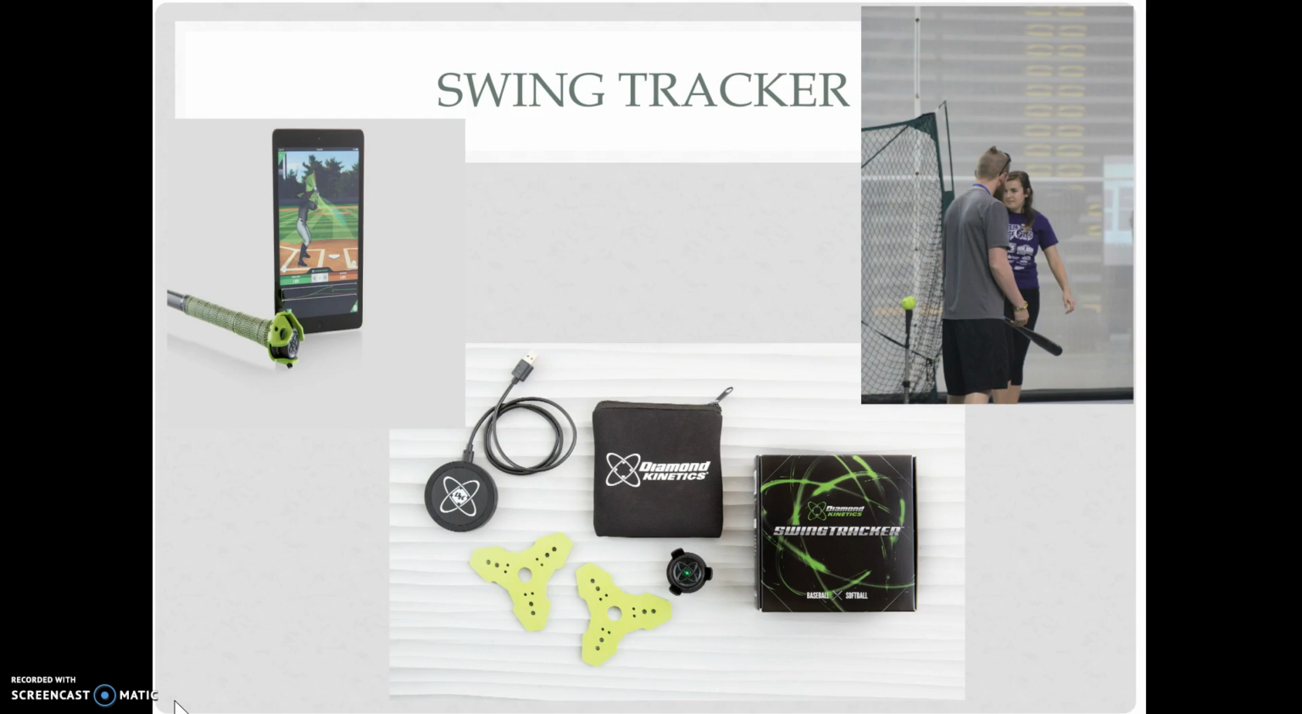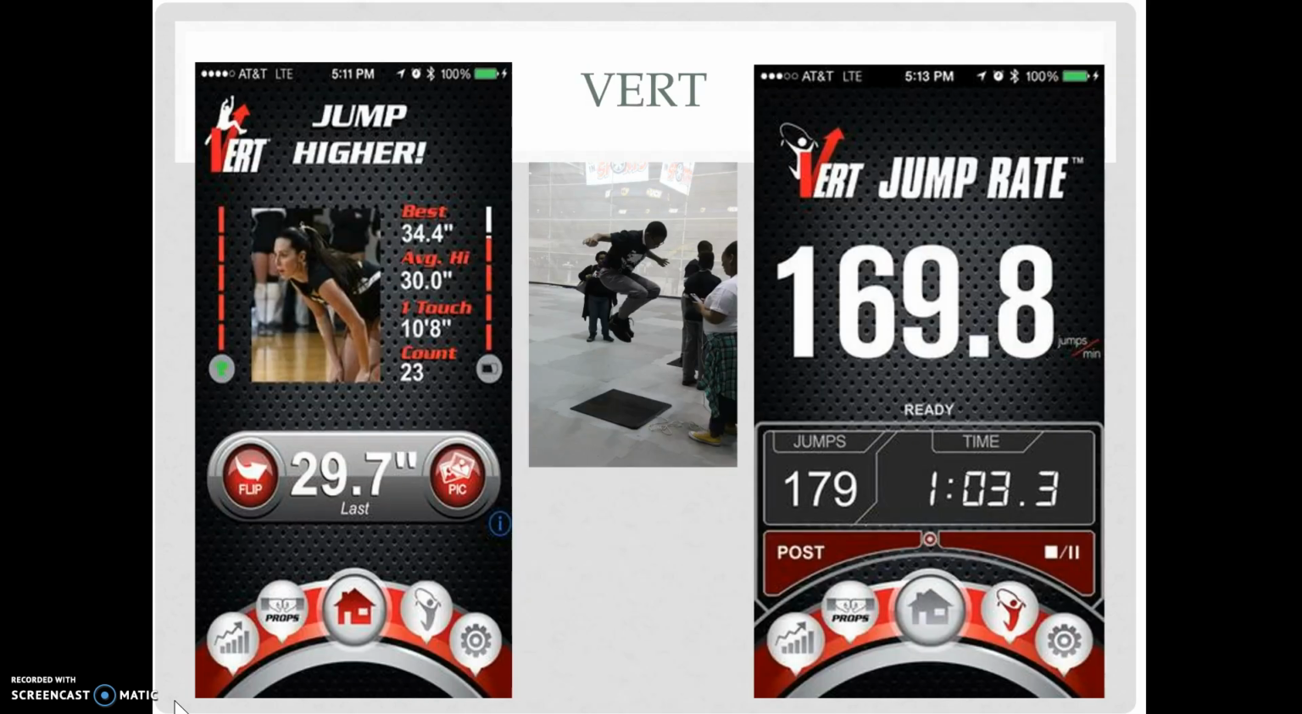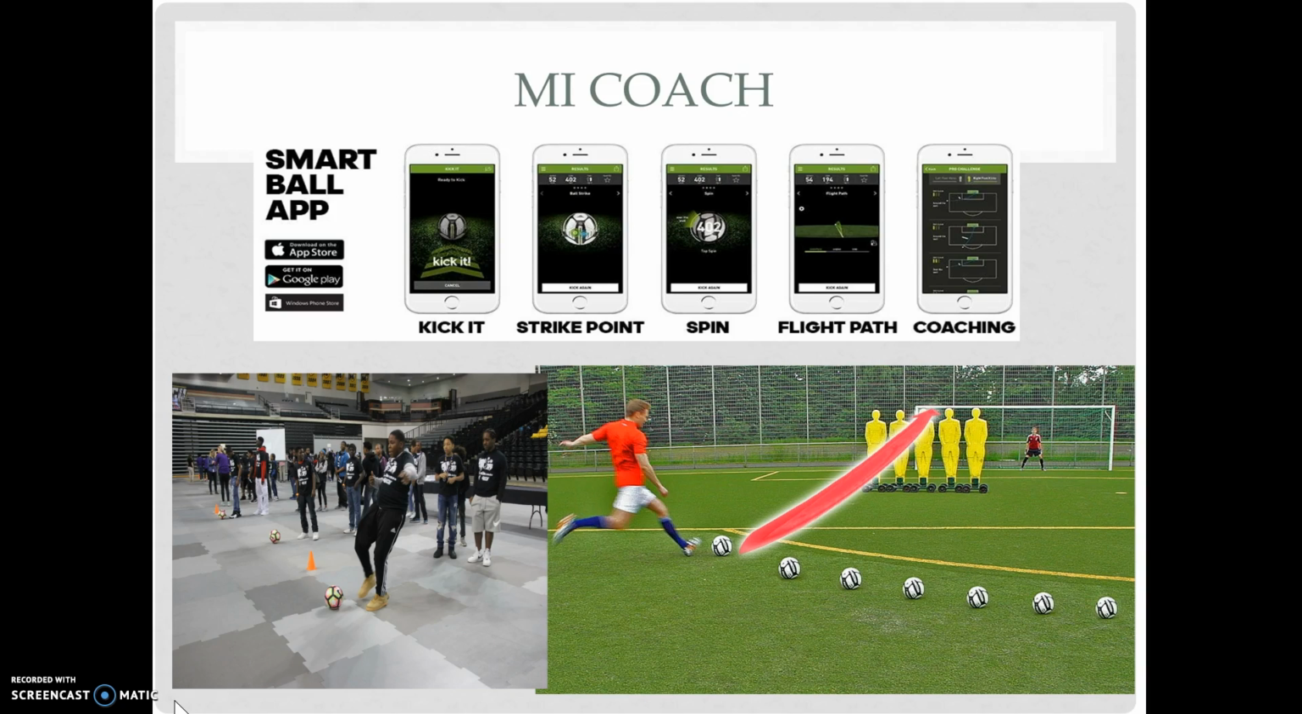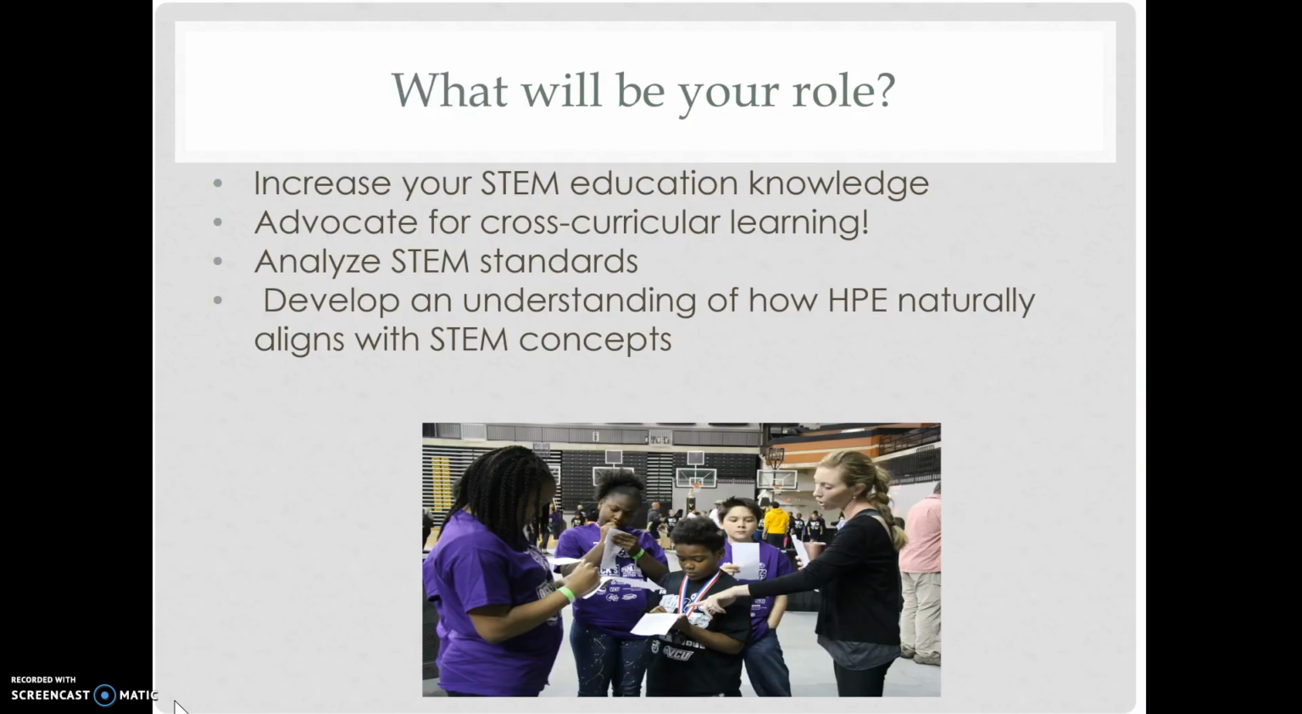This technology, a swing tracker, the device goes on the end of a baseball bat and gives you feedback on your baseball swing. Here is a device that's worn like a pedometer that measures vertical leap. And again, we're thinking about data, how we connect to science, scientific investigation, and the ways that our students can use data to improve performance. And lastly, a soccer ball. This is called My Coach, and you can see by the different screenshots the available technology for this.